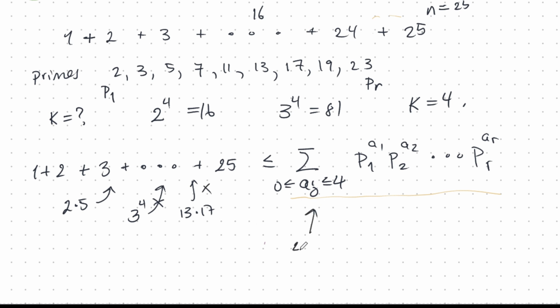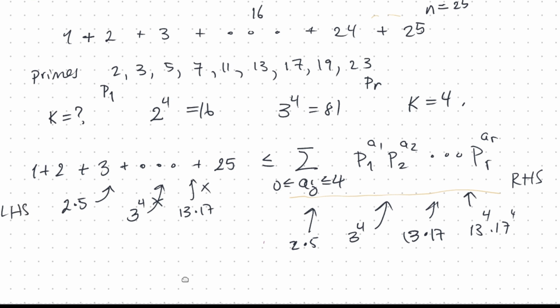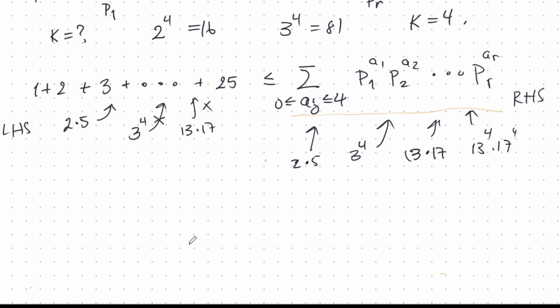But yeah, we do have 2 times 5 in here. That is possible. We just take the primes 2 and 5 and then set the other exponents to 0. And we also have 3 power 4 that is in here, and 13 times 17 is in here, and even something like 13 power 4 times 17 power 4 is in here. So of course this right hand side here is going to be much bigger than this left hand side. Okay, so this is an interesting inequality. It's a bit hard to understand at first, but when you analyze it, it becomes obvious.